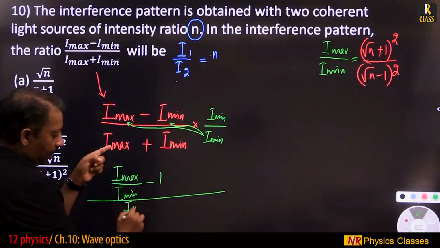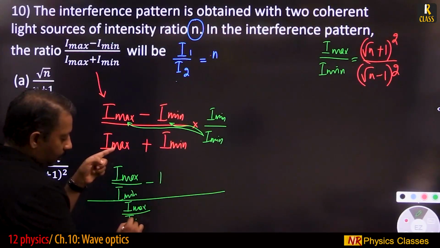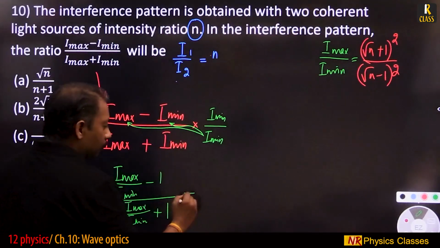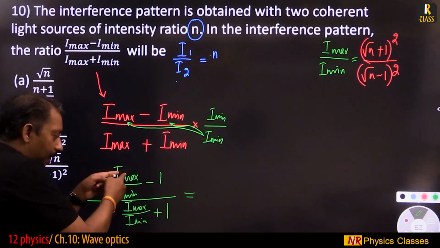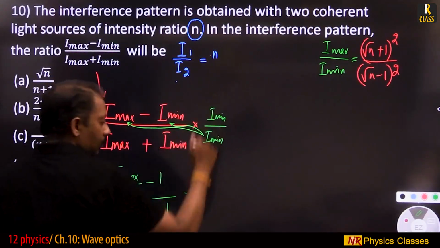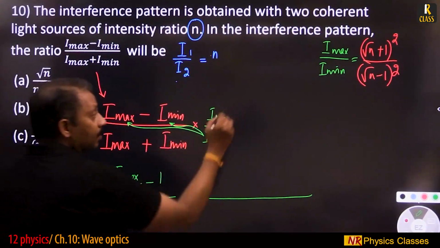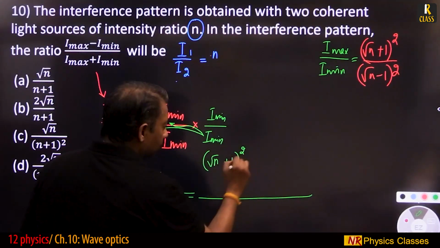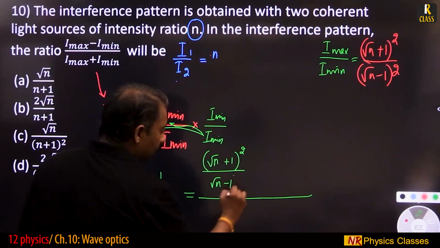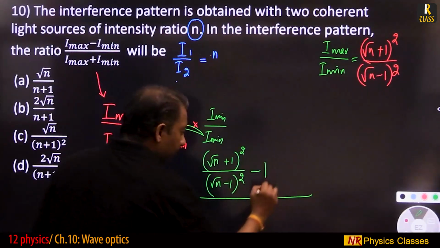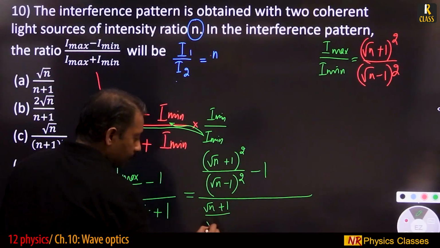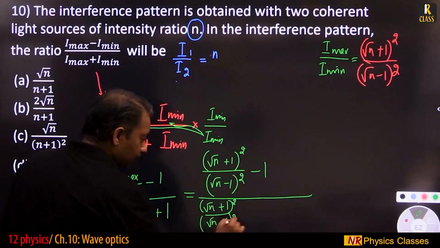Similarly, I max by I minimum plus 1, which is equal to, now I maximum by I minimum is root n plus 1 square by root n minus 1 square minus 1. Same thing, root n plus 1 by root n minus 1 square plus 1.